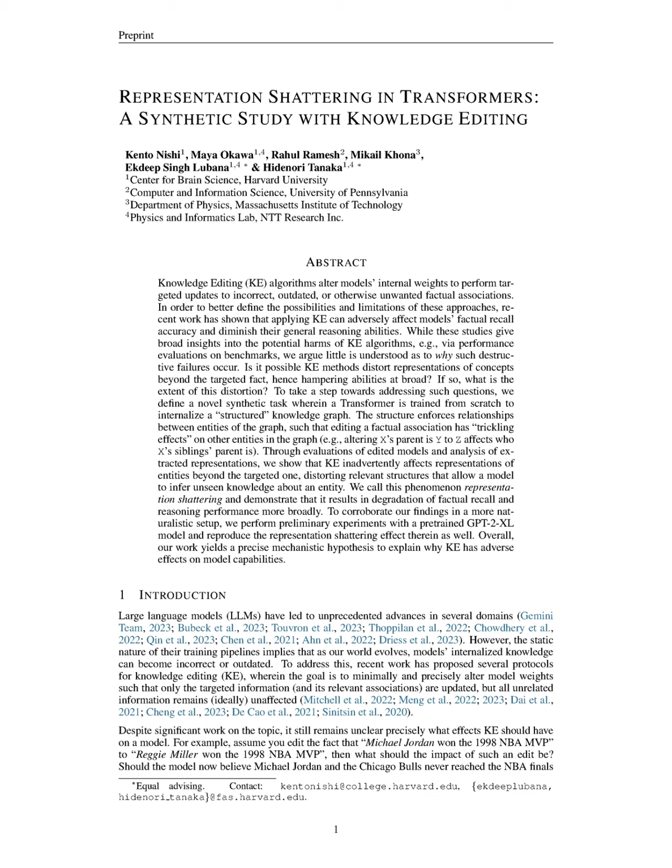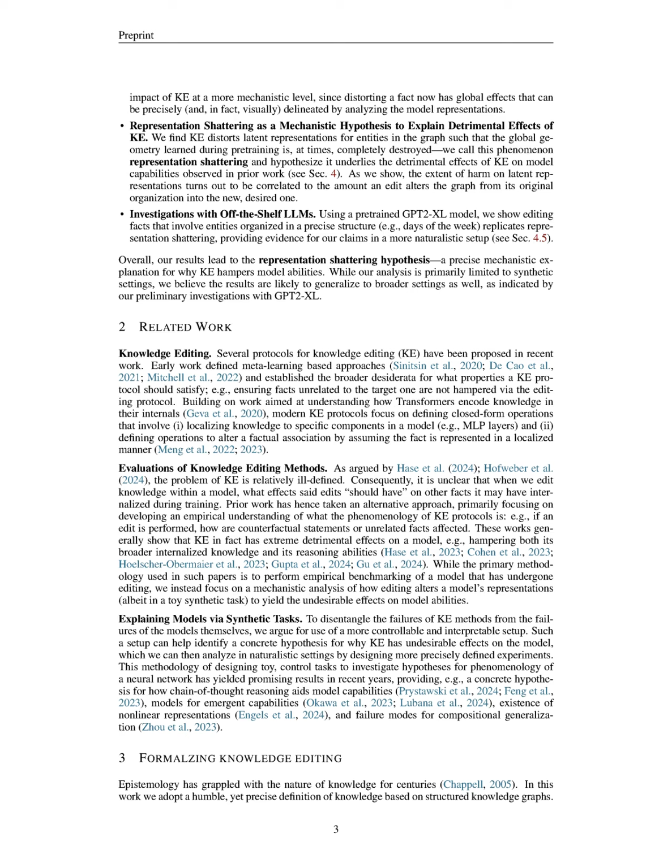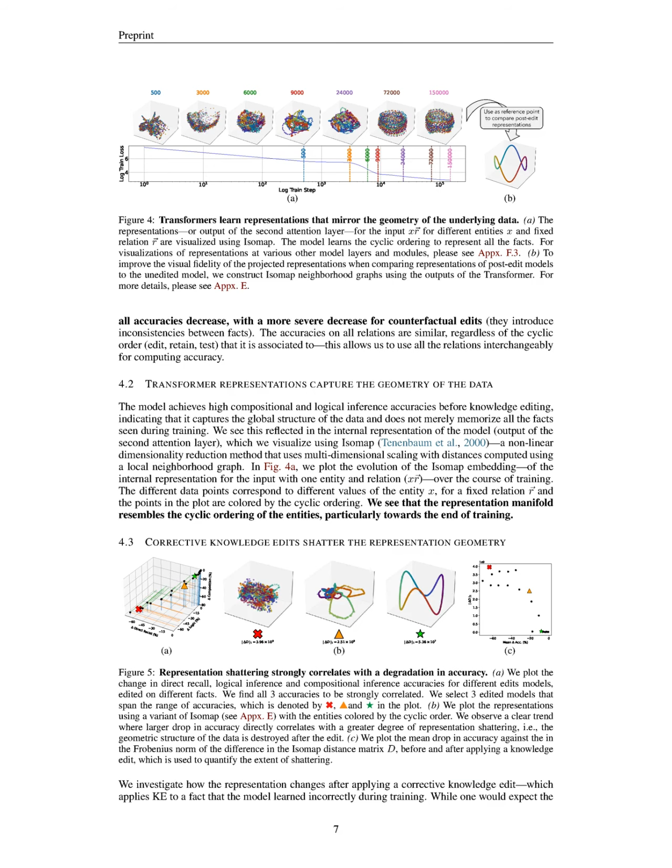Initially, the model correctly associates the fact that January is followed by February. If we apply a corrective edit to change this fact to January is followed by March, the model's internal representation undergoes significant alteration. This edit introduces a distortion in the model's latent representations, leading to what we term representation shattering, where the global geometry learned during pre-training is disrupted. As a result, the model may incorrectly infer that February is now associated with March, thereby losing the coherent understanding of the cyclic order of months.